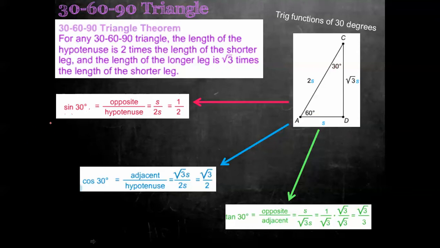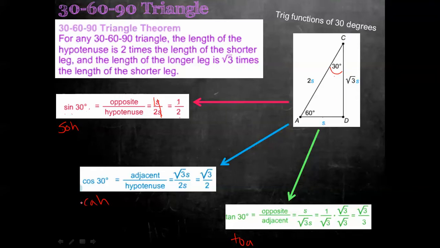Remember our nonsense word, SOHCAHTOA. Sine is opposite over hypotenuse. If we're doing angle 30, opposite is S, and the hypotenuse is 2S. S over S cancels out, and the 2 has to stay on the bottom, since there's a 1 there on top. So sine 30 is going to equal 1/2.